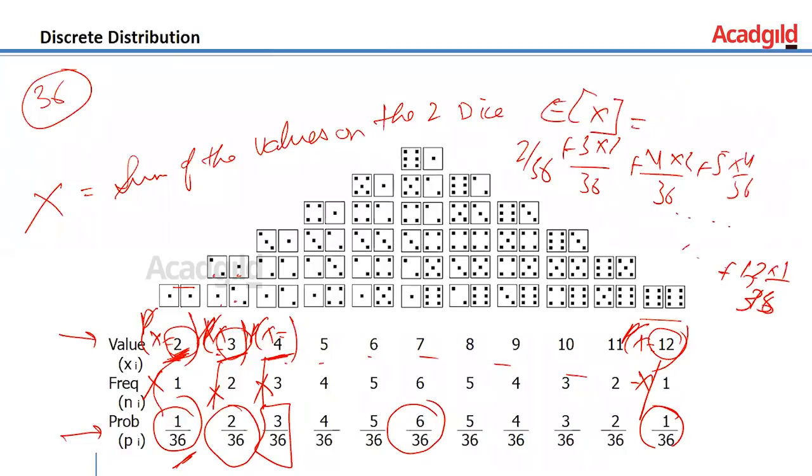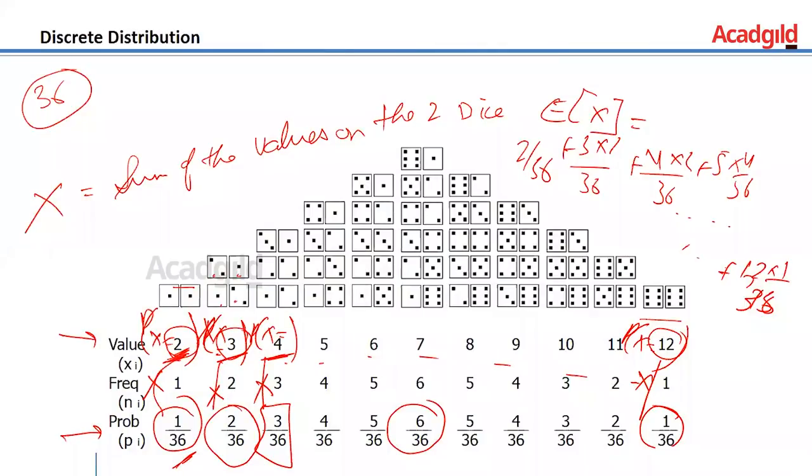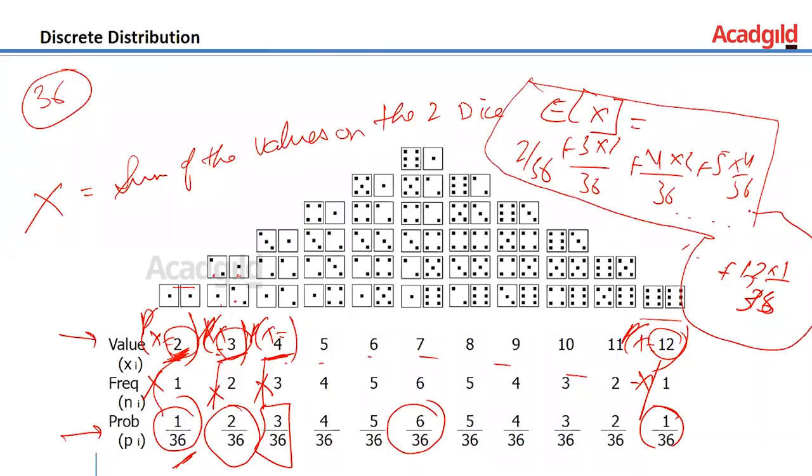Again, if someone asks you, hey, let's play a game, we roll two dice and whatever sum comes on that, I'll give you that many dollars. But to play this game, you have to part with a certain sum of money. So how much money would you be willing to part with so that it's a fair game to both of you? That we find by calculating this expected value. Expected value of the random variable X is this quantity.